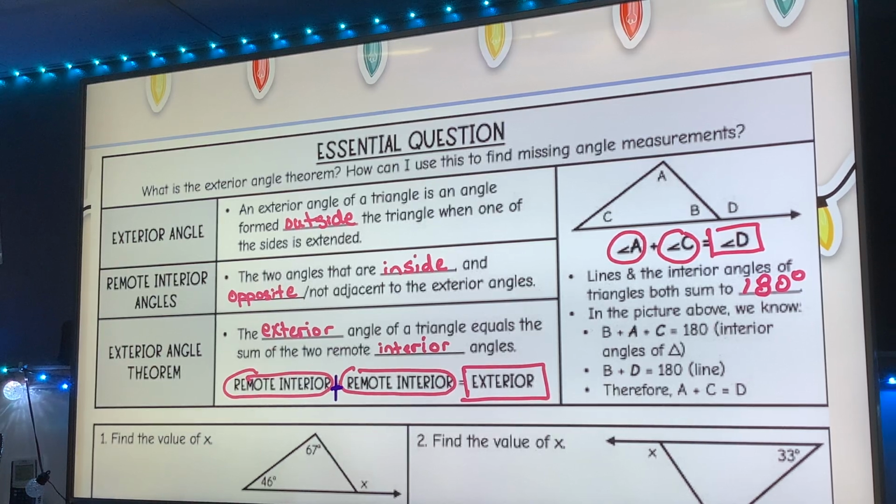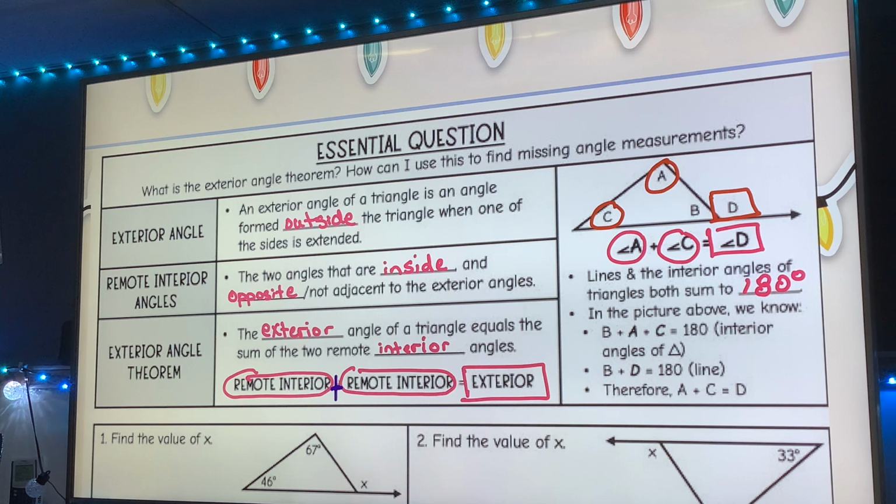Okay, today we are talking about angles and transversals. So, an exterior angle of a triangle is formed outside. So D is your exterior angle, and we are going to box those. The remote interior angles are the two angles inside, opposite of, or adjacent of the exterior angle, and we are going to circle those.